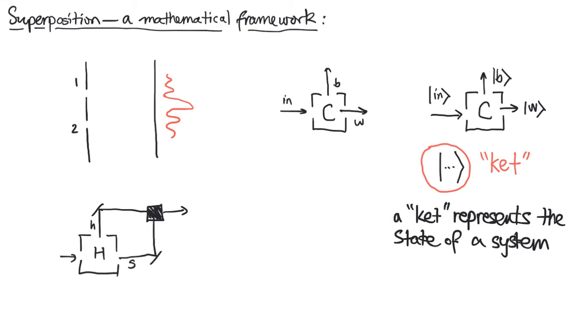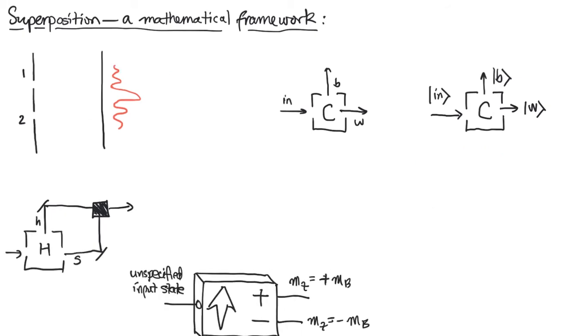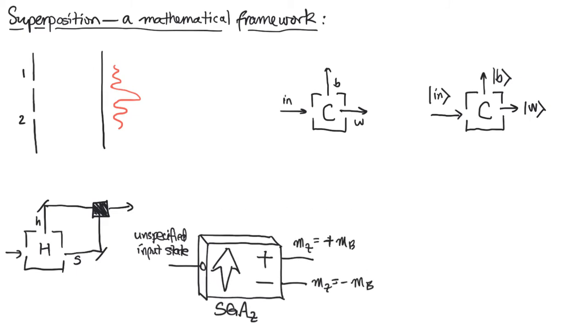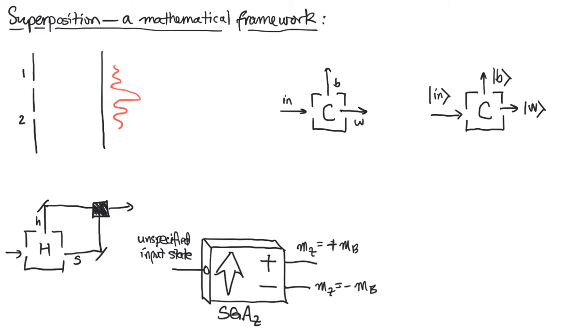Now, given that for color boxes, we already basically used the same labels, this doesn't seem like much of a win to put the angle brackets and the bar on it. Let's see what happens, though, when we talk about a Stern-Gerlach experiment. So in that case, we might have a Stern-Gerlach analyzer oriented in the z direction, in which we inject silver atoms in some unspecified input state, and they're going to emerge from the plus port or the minus port. If they emerge from the plus port, those atoms are now in a state mz of plus, and if they emerge from the minus port, their state is mz minus.